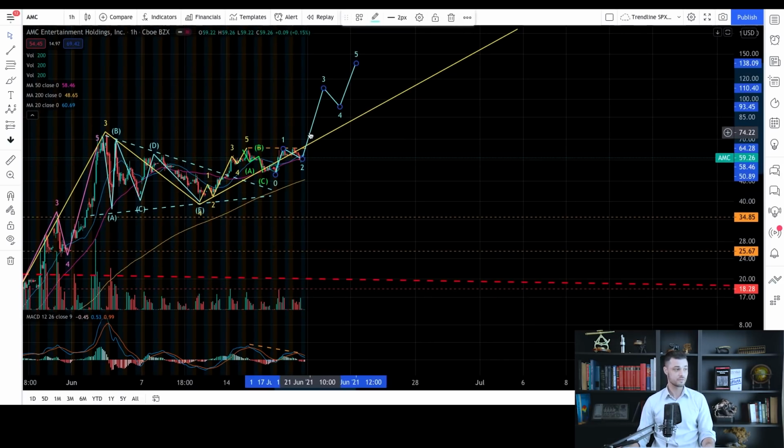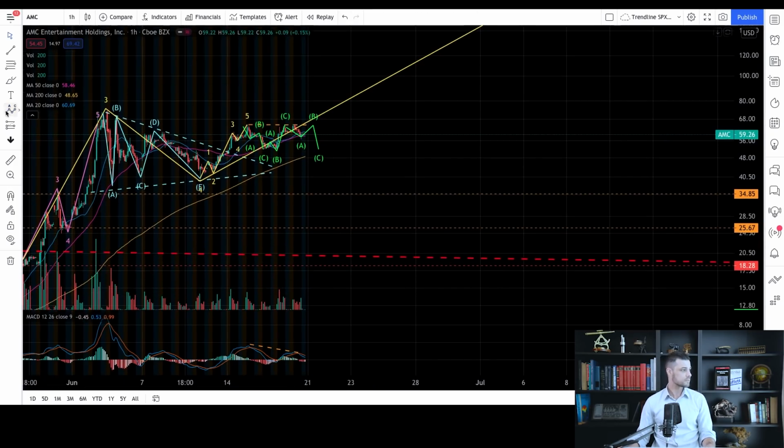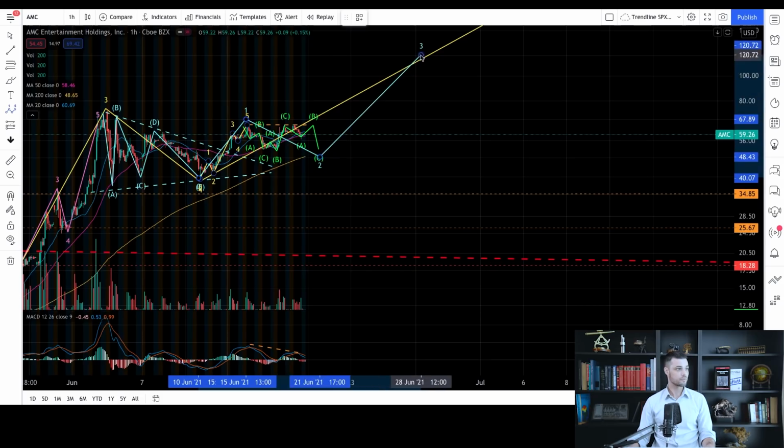So I have an alternative scenario. Once again, this is my preferred scenario, but in the alternative scenario we're making an ABC here. It's basically a combination of corrective patterns that is consolidating, usually doing a sideways correction. And here we might have another kind of ABC. So this is an alternative scenario and this is possible as well. And then this would be the 1, 2, and then of course 3, 4, 5. So this is possible as well.